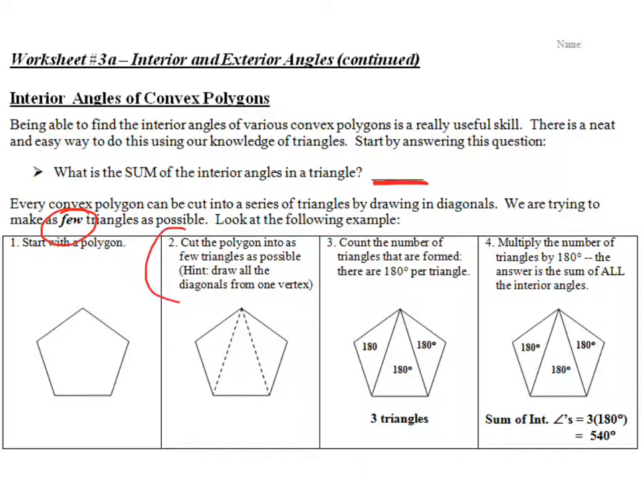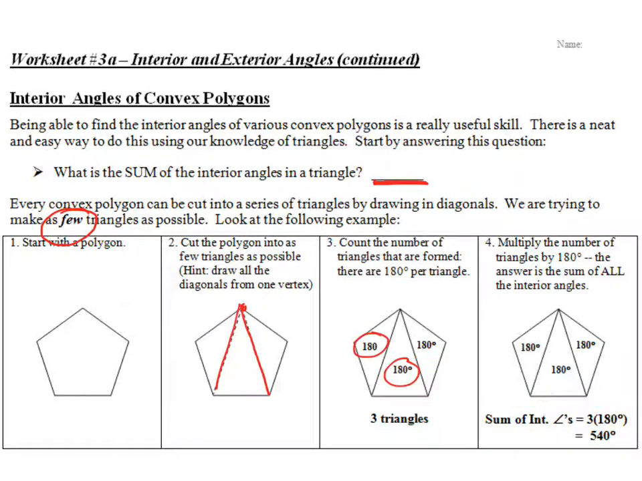So notice on step 2, we cut into as few triangles as possible, and the best way to do that is to draw all the diagonals from one vertex. So in this example, I went to this vertex, and then drew the 2 diagonals. Those are the only 2 diagonals because, of course, this is a side, and this is a side, and I can't draw a segment to itself. So in that case, I have 3 triangles, and each one has 180 degrees, and so therefore the sum is going to be 3 times 180.